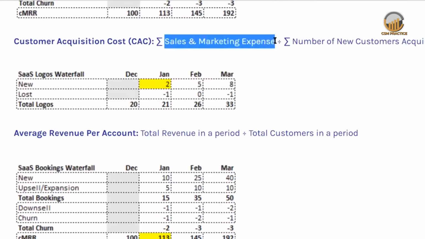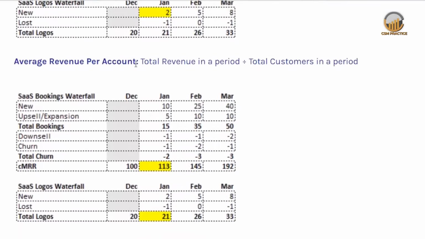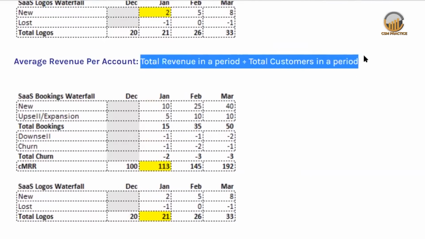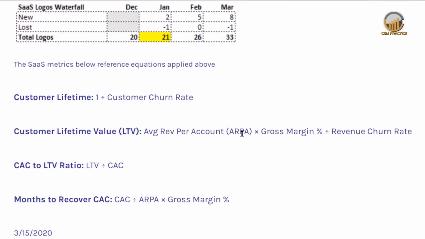So how much do we spend on sales and marketing? That's not so important for customer success, but some also look at average spend per account. And another one is the ARPU. How much revenue are we getting per user, if you have a lot of users? And there are some additional SaaS metrics not related to this video.